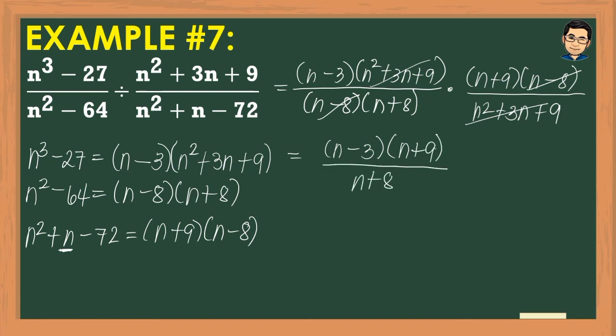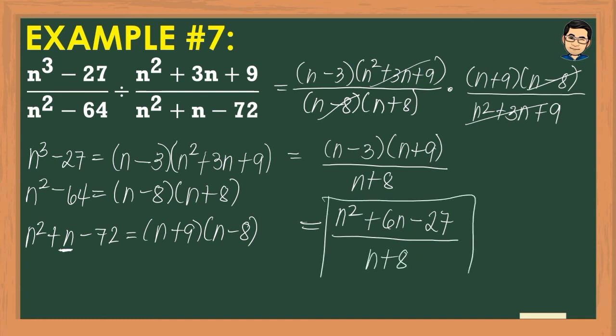So, using FOIL method, n times n, that is n squared. And then, we add the products of outer terms and inner terms. N times 9, that is 9n. And then, negative 3 times n, that is negative 3n. So, 9n plus negative 3n, that is positive 6n. And then, finally, negative 3 times 9, that is negative 27 all over n plus 8. So, this will be our final answer.